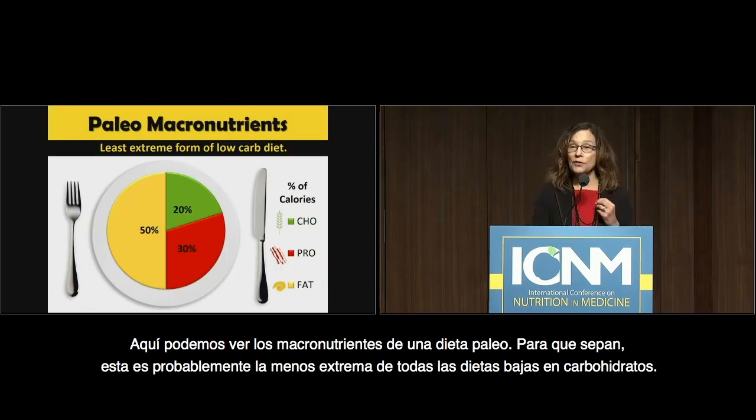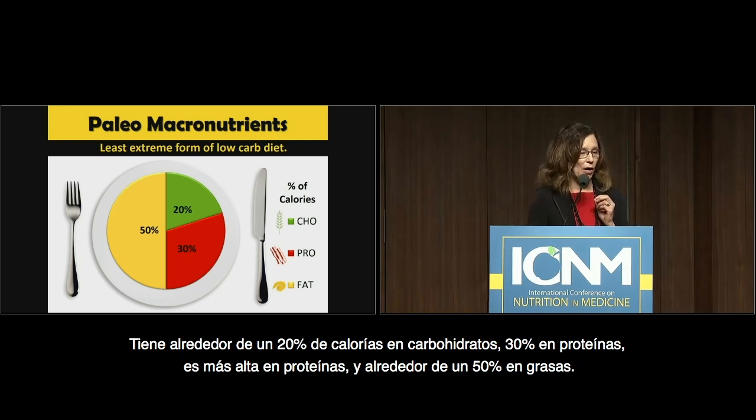And so here's what the paleo macronutrients look like. And just so you know, this is probably the least extreme of all the low-carb diets. It's about 20% of calories from carbohydrates, 30% protein, so it's much higher in protein, and about 50% fat.